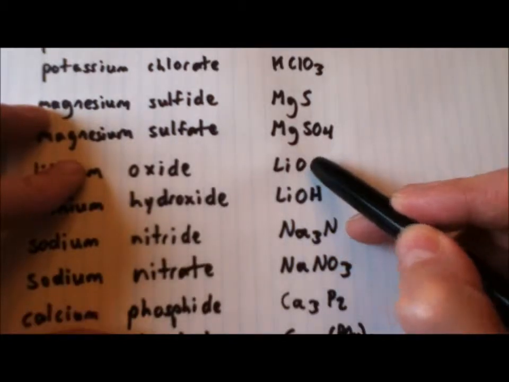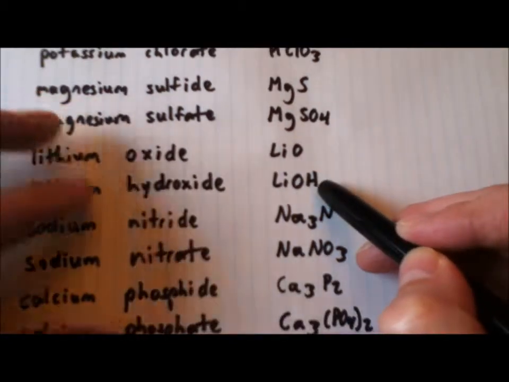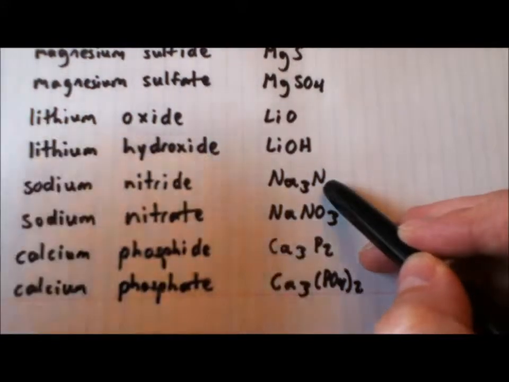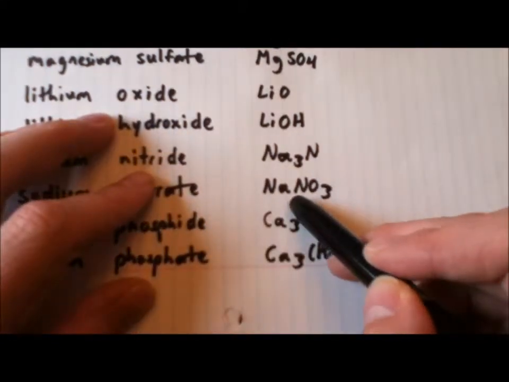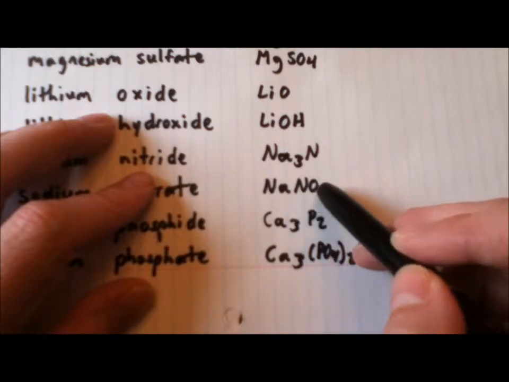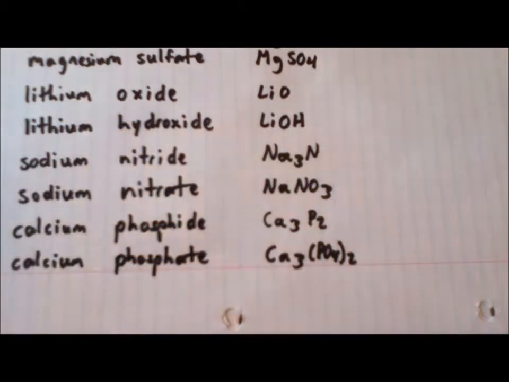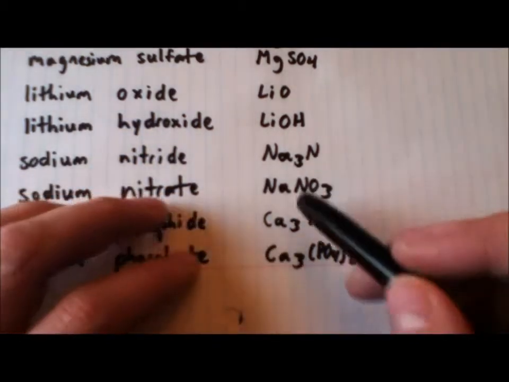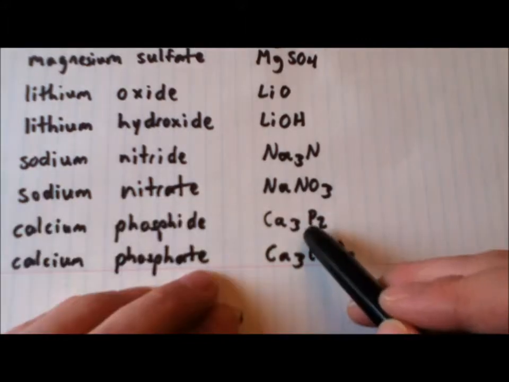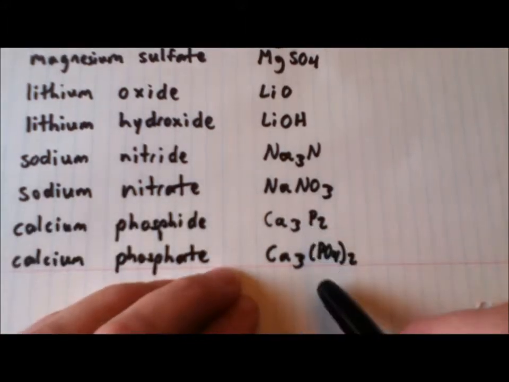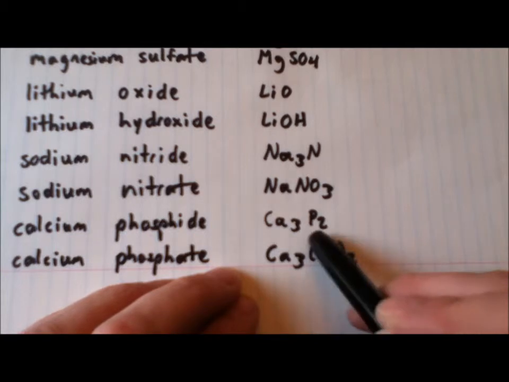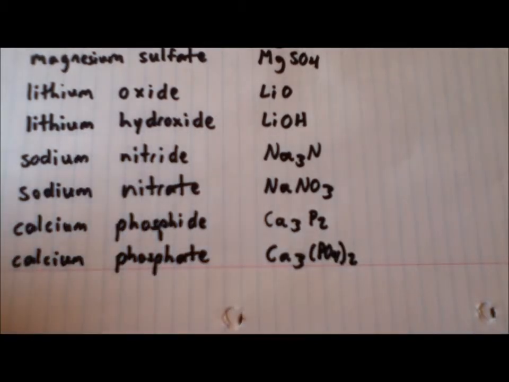Same thing here. Oxygen by itself makes it ionic. Oxygen with hydrogen makes it polyatomic. Nitrogen by itself, that's ionic. But we have NO3 here. So we have nitrogen with oxygen, more than one nonmetal, that makes it polyatomic. Same thing when you look at these examples. Phosphorus by itself, that's ionic, but we've got PO4 here. So we have more than one nonmetal, that makes it polyatomic.